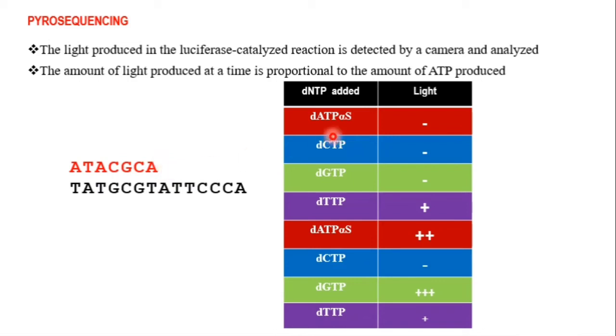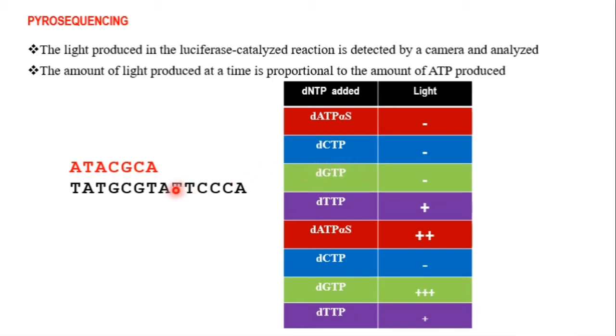After that, the total dATP will be degraded by the apyrase enzyme. Then the system will restart by adding another, second nucleotide. That will be dCTP. dCTP will be added, and DNA polymerase will check what is suitable here. So here is an A, so C is not suitable here. So here also the dCTP will be removed by the apyrase enzyme, so there will be no light. Then the system will check another, and will add dGTP. dGTP will be added here.